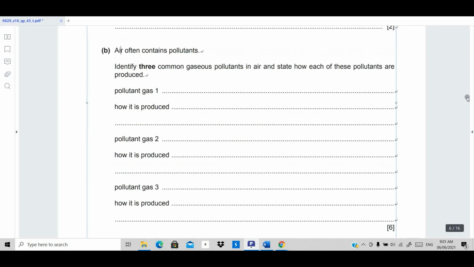Now you can see the 6 mark question, and we don't want to lose any mark in this question because 6 marks are of very importance here. Every mark is of importance, whether it's a 1 mark question, 2 mark question, 3 mark question. Now moving on to the question.